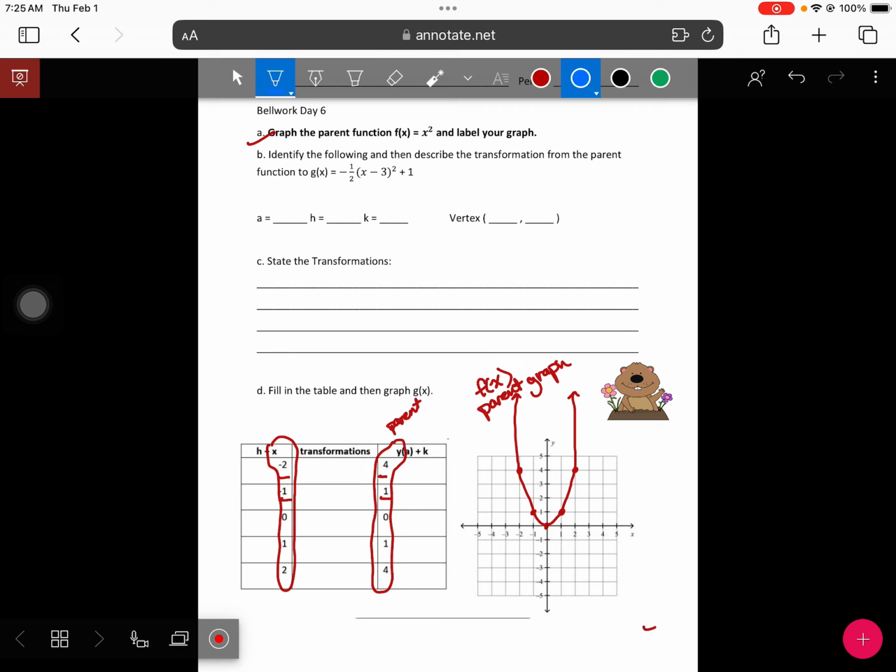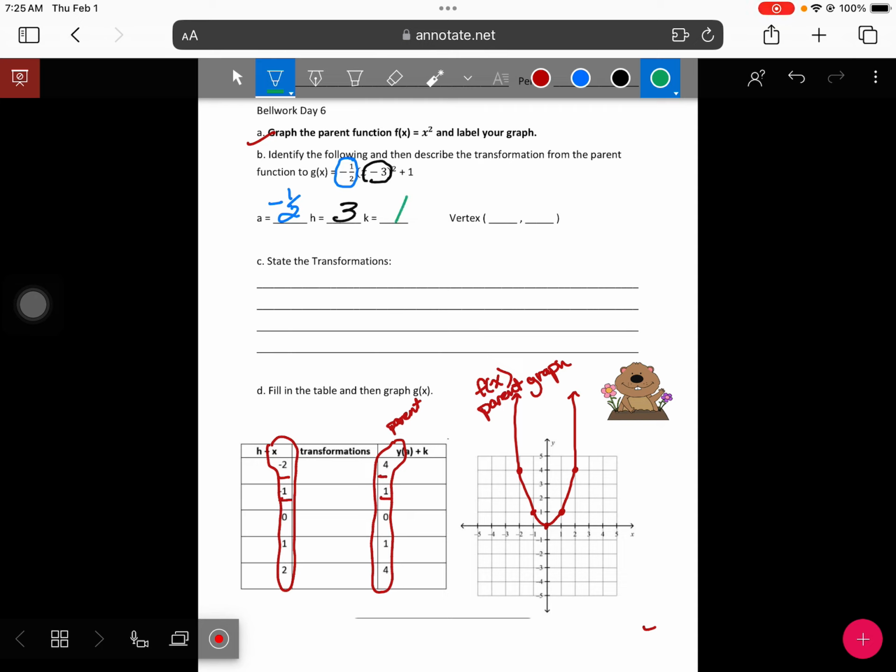What is my A value, Justice? Perfect. -1/2. That's what you see out front. What is my H value, Toby? Perfect. Yes, this is the opposite. It looks like a -3. It's a +3. And my K value, how about Morgan? What's my K value there?